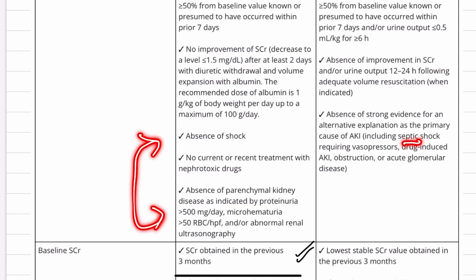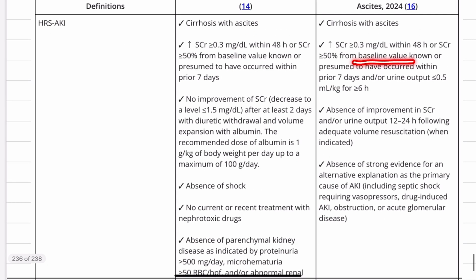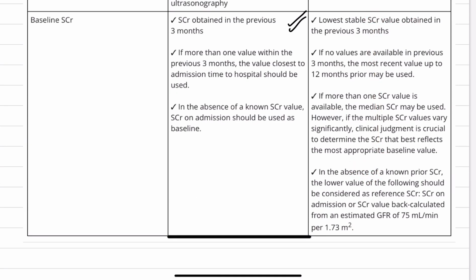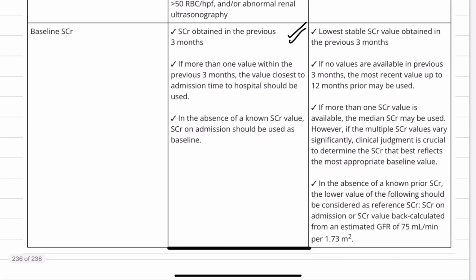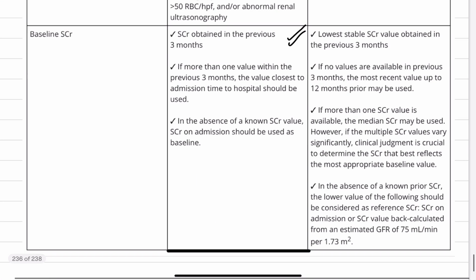Initially there were different parameters for these. Now they are included in one parameter: the absence of strong evidence of an alternative explanation as the primary cause of AKI, including septic shock requiring vasopressors, drug-induced AKI, obstruction or acute glomerular disease. All are included in this one point. Now, the baseline serum creatinine, the baseline value known, should be the lowest stable serum creatinine value obtained in the previous 3 months. You don't have to remember these ultimately when you are not practicing, but for PYQs and this PG session, these criteria are important.